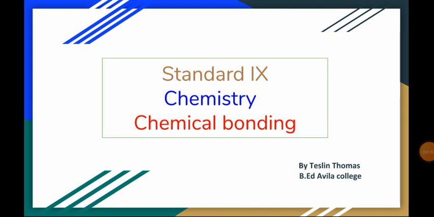This topic is prescribed in the syllabus of 9th standard students. The chapter is chemical bonding and the topic is electronic configuration and stability.